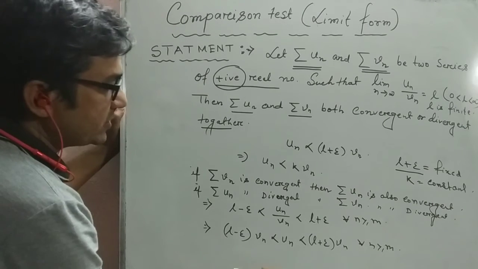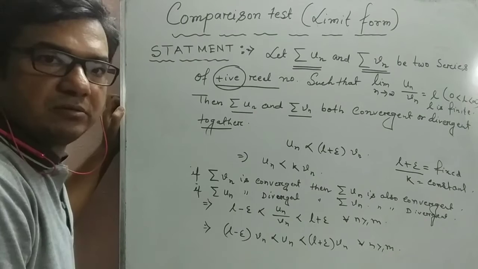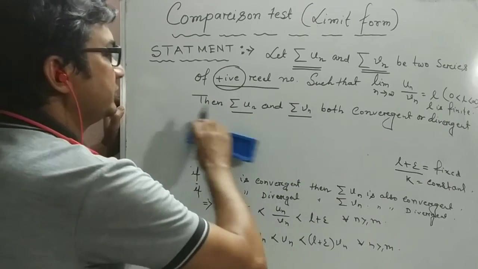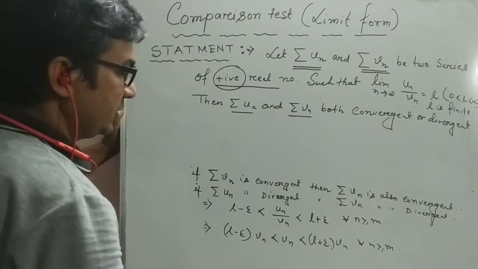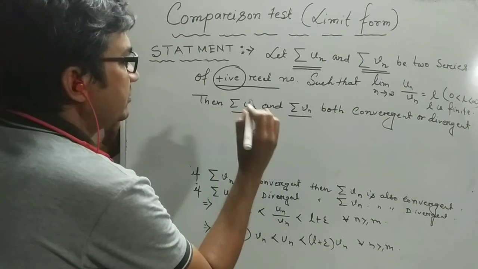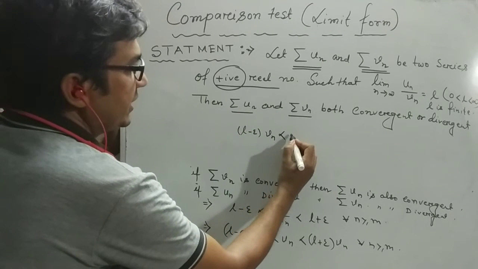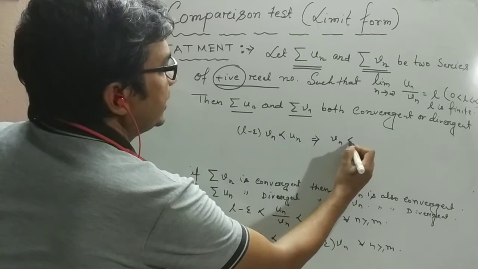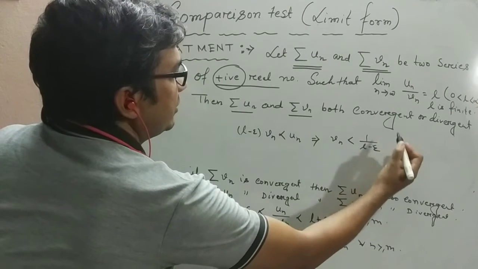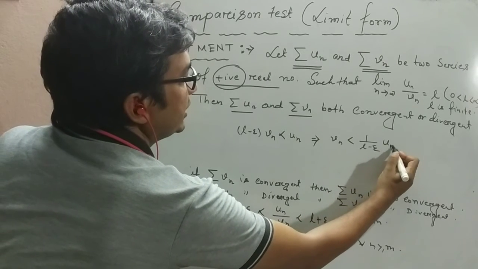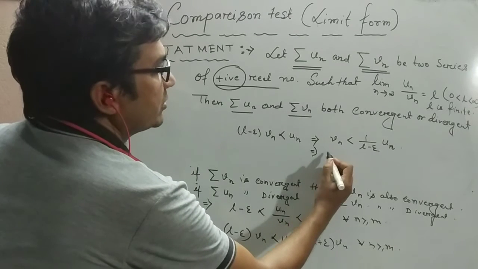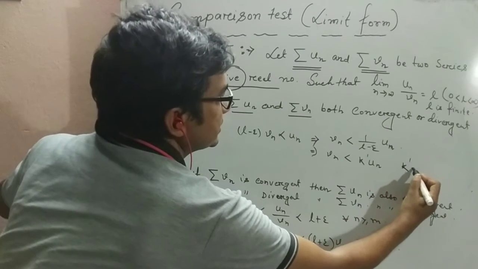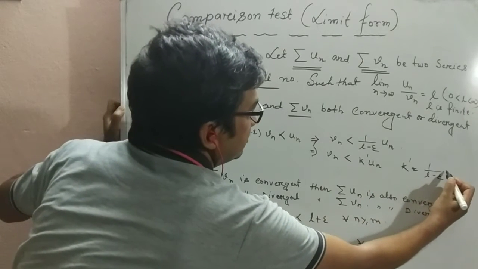Now we take the first and the second portion. We get L minus epsilon into vn less than un, which implies vn less than 1 by L minus epsilon into un. Here vn less than k dash into un, where k dash equal to 1 by L minus epsilon is constant.